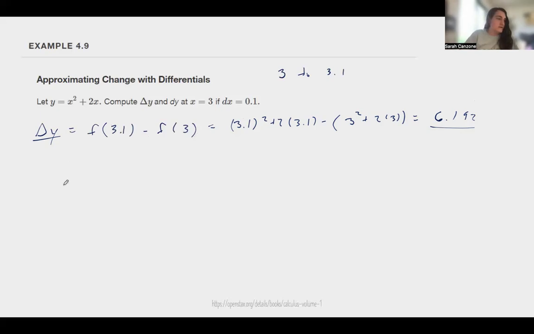Now let's find the differential. So we can take the derivative of this function. So dy dx equals, the derivative of this is 2x plus 2, which tells us that dy is 2x plus 2 times dx. And we can plug in these values. So this is the same problem as before. So we got 2 times 3 plus 2 times 0.1.